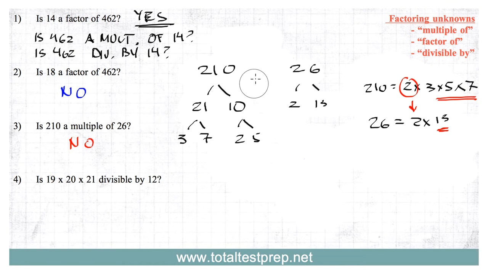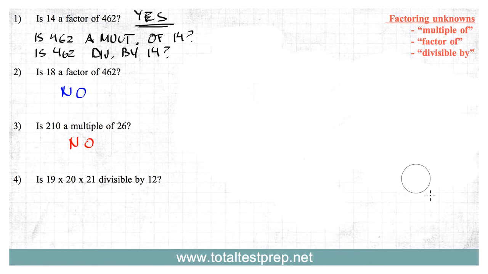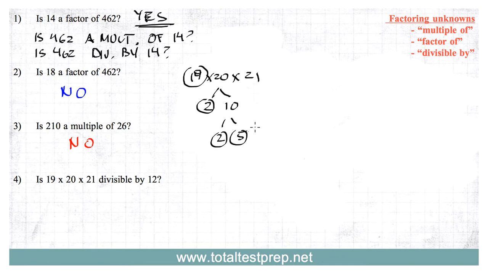Let's take a look at the last question. Let me erase this. We're asked, is 19 times 20 times 21 divisible by 12? Is this entire thing a multiple of 12? Is 12 a factor of this entire thing? So we start with 19 times 20 times 21. Now you may be tempted to multiply these, but since you're going to be prime factoring them anyway, there's no need to multiply and then factor. We can just prime factor right away. So 20 is 2 times 10, and 10 is 2 times 5. And 19, by the way, is already prime. I'm just going to circle primes in this case because there's going to be a bunch of them. And then 21 is 3 times 7.